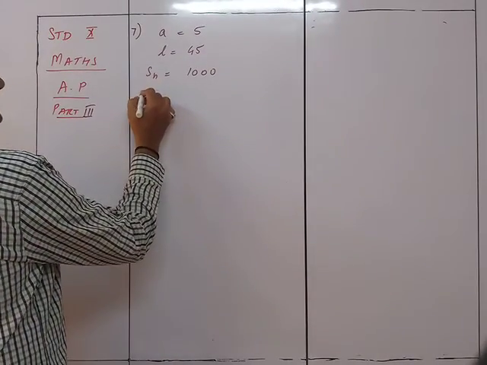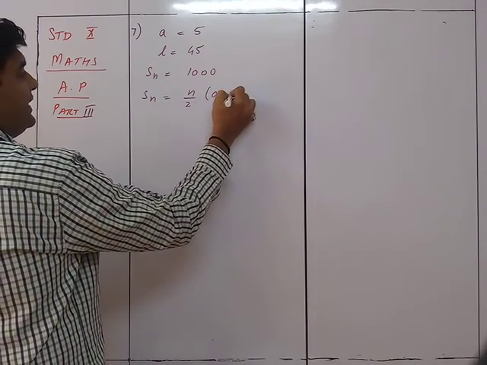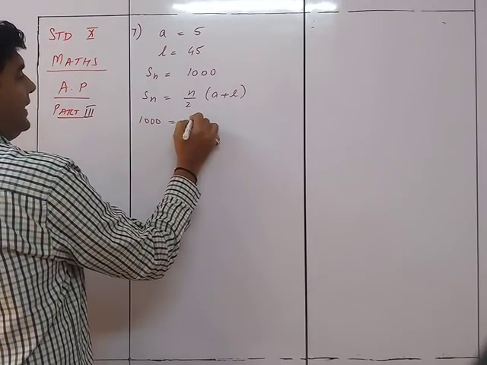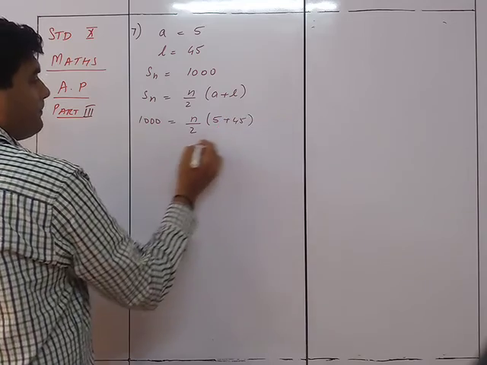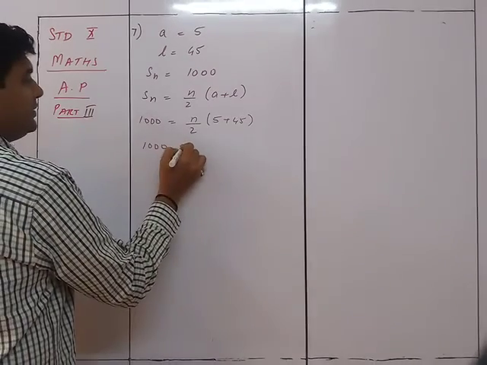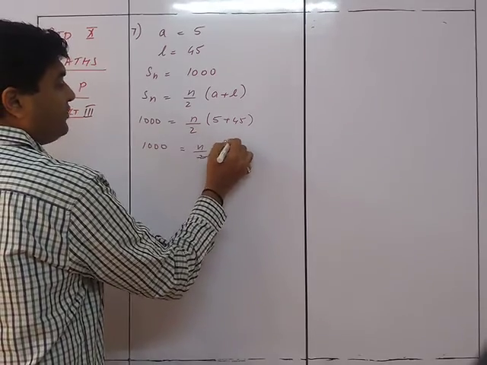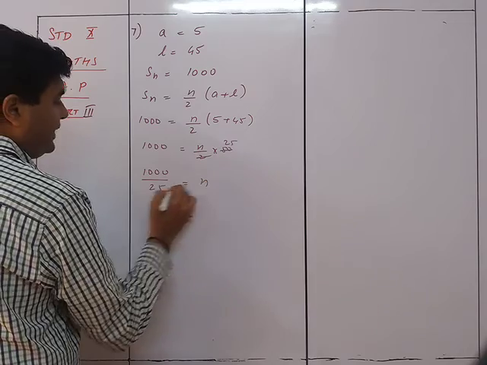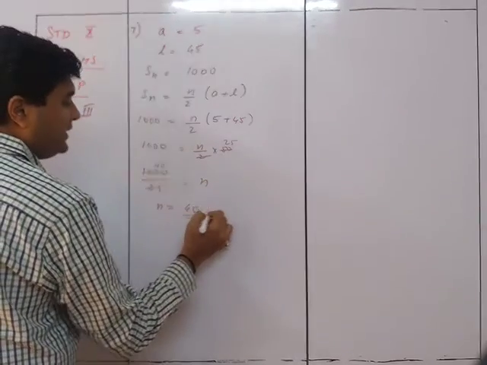So first thing is Sn is equals to n upon 2 into A plus L. So 1000 is equals to n upon 2 into 5 plus 45. So 1000 is equals to n upon 2 into 50. That's 25n. So 1000 upon 25 is equals to n. So that makes it 40. So n is equals to 40 terms.